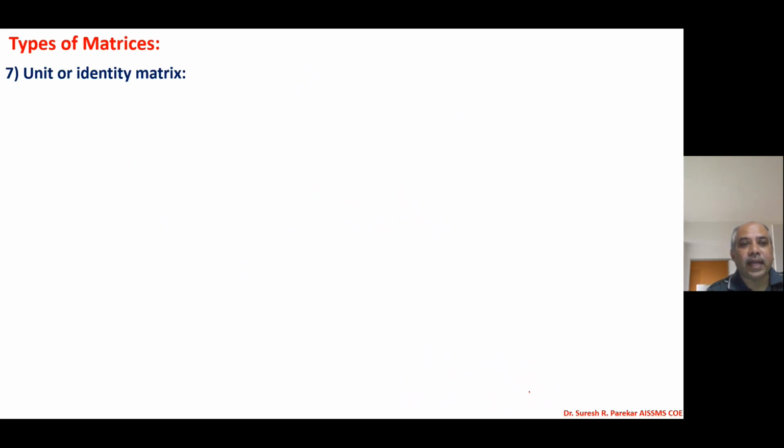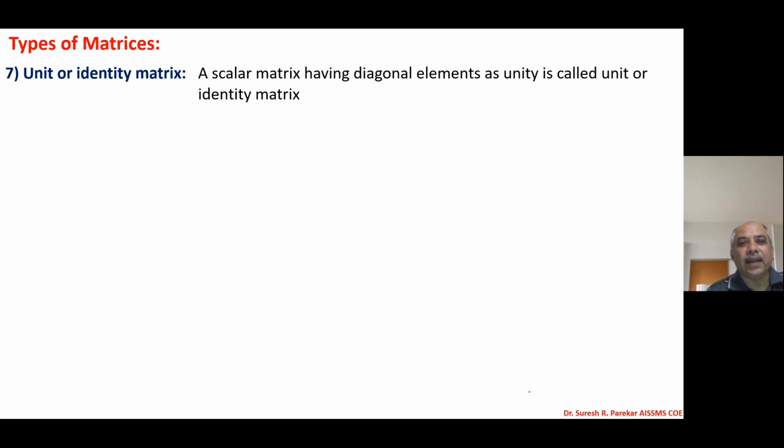Then we have unit or identity matrix. So we have scalar matrix where diagonal elements are the same and non-diagonals are 0. But here diagonal elements are 1, that we are going to say as unit or identity matrix.